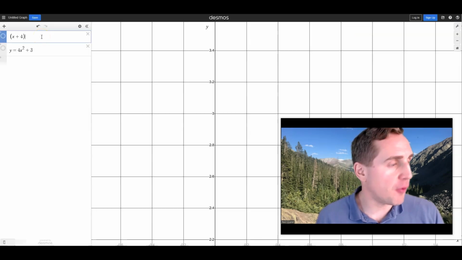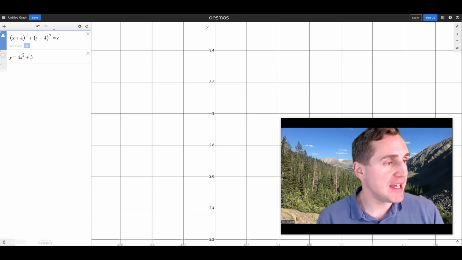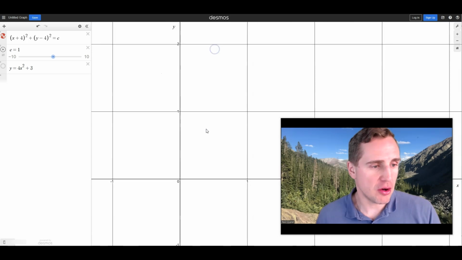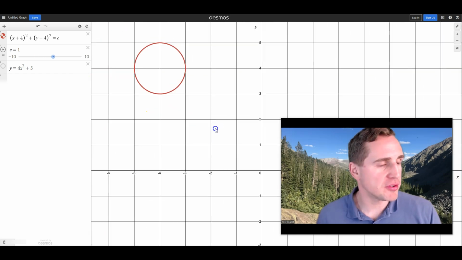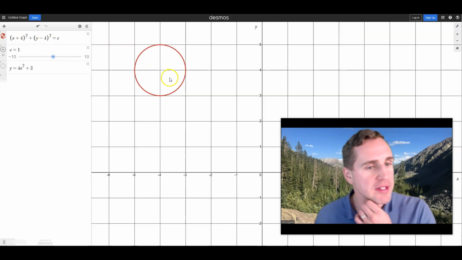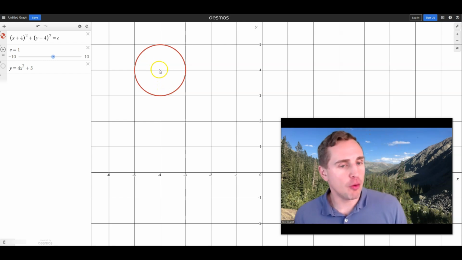So we're going to have (x + 4)² + (y − 4)² = C. Now we're going to add a slider for C because we're going to allow C to be a certain value. Okay, let's show what that circle is. That circle is up here. So it's plus 4 and minus 4. Yes, so the center is at (−4, 4). Hopefully you see that there.